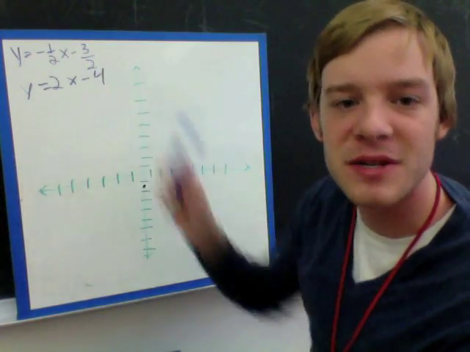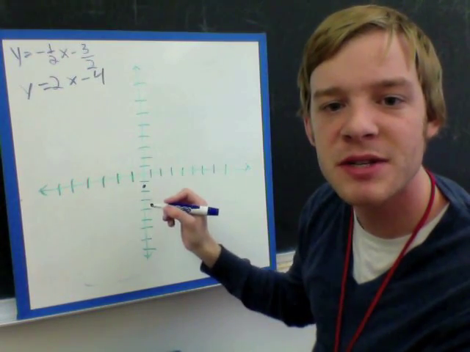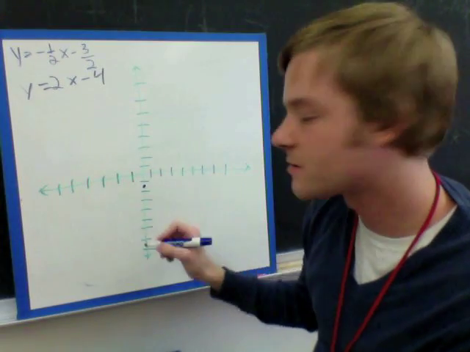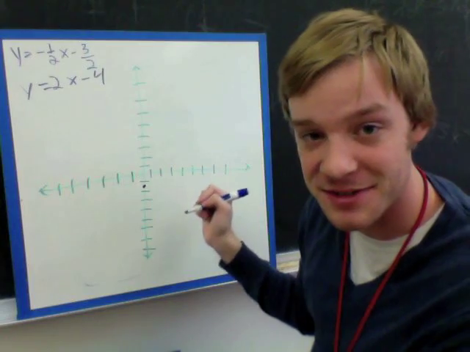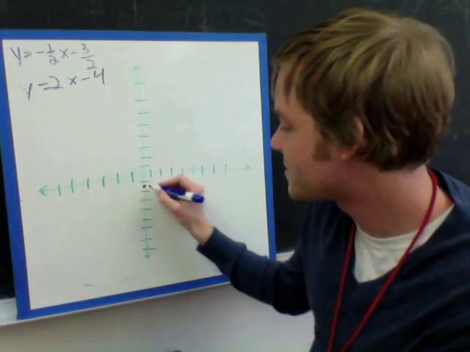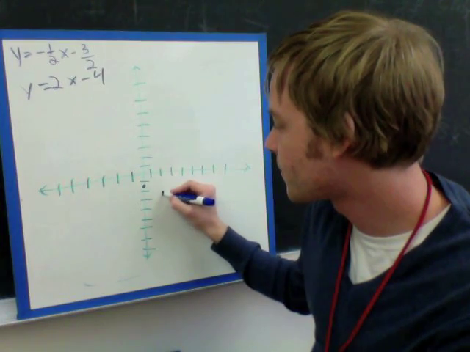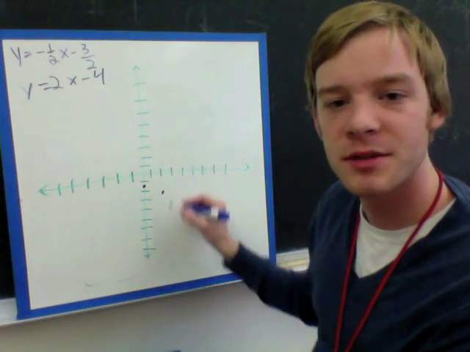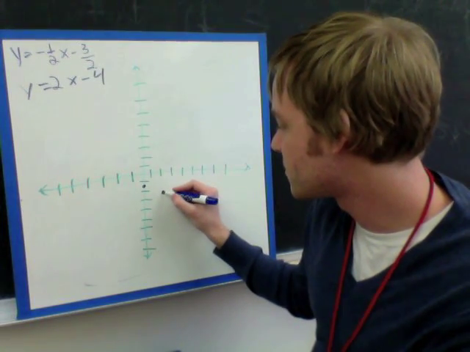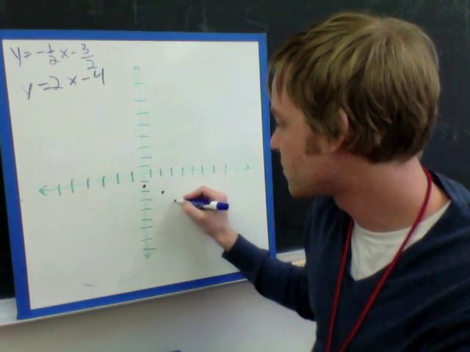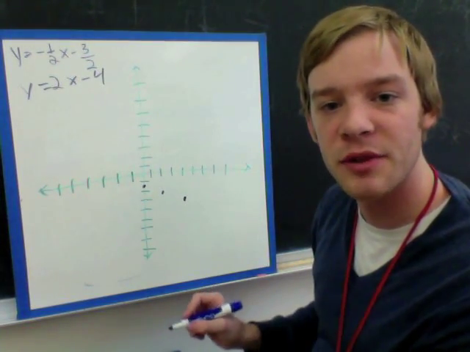Then, if my slope is negative 1/2, that means I'm going to go down one space and over two spaces. Down one space, over two spaces. Mark my point right there. Down one more space and over two more spaces. So now I've got my 3 points, I can connect them with a line.